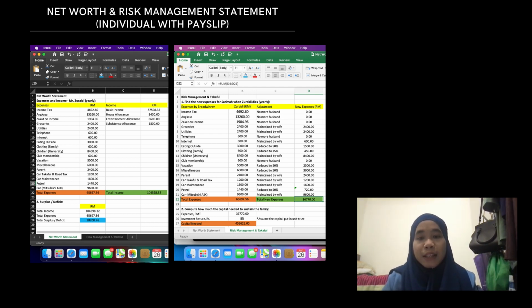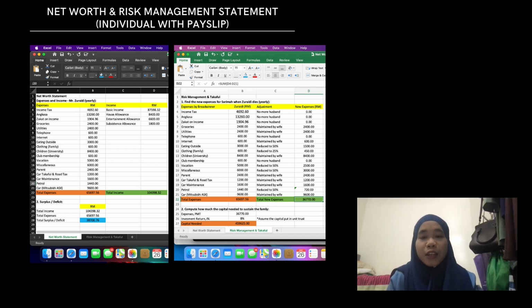The additional expenditure that must be covered once Mr. Zuraidi dies is 36,770 ringgit per year, as opposed to the current expenses, which is RM997.15. We can observe that Mr. Zuraidi must cover more than Mrs. Soleha, since he has several expenditures.